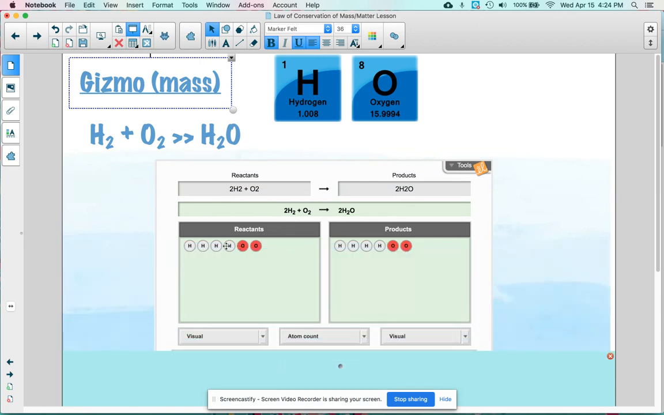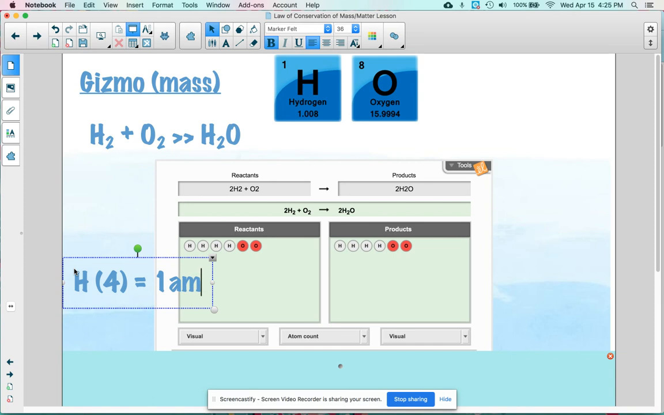Now, each hydrogen atom, according to the periodic table, like we saw last week, is 1 atomic mass unit in weight. That's its average atomic mass. So for every hydrogen, it weighs 1 atomic mass unit. For every oxygen, it weighs about 16 atomic mass units. So if I want to see if it follows the law of conservation of mass, I have to figure out what is the mass. So for hydrogen, I have 4 of them.